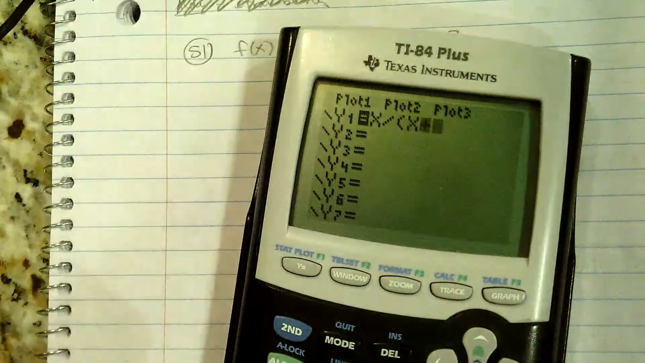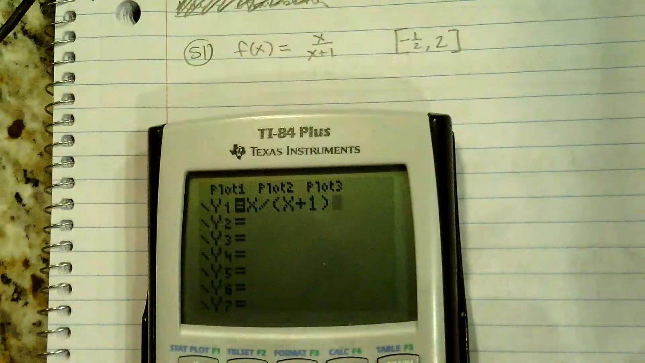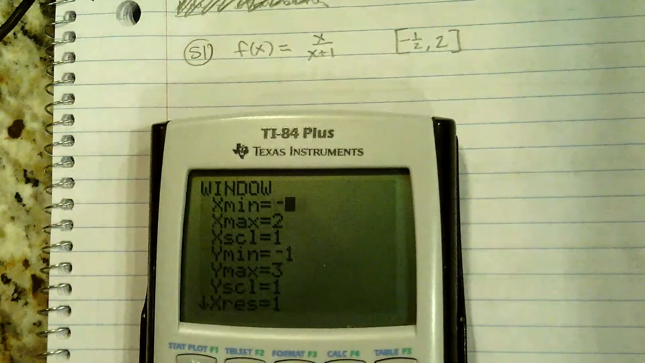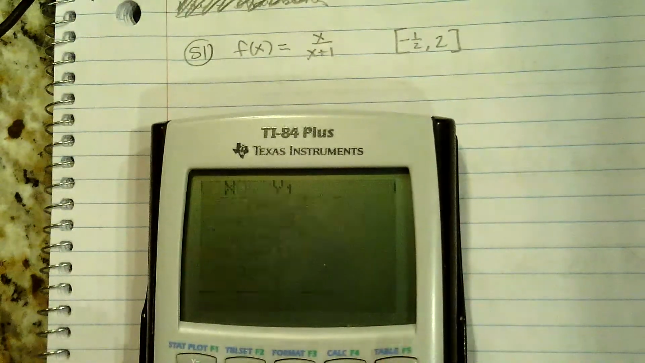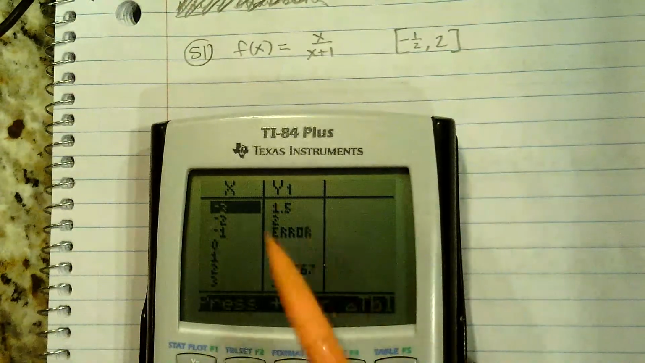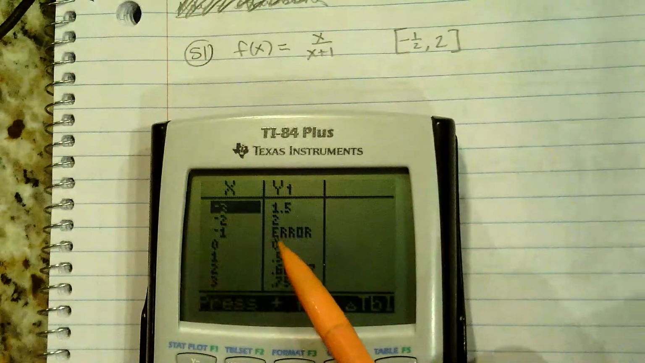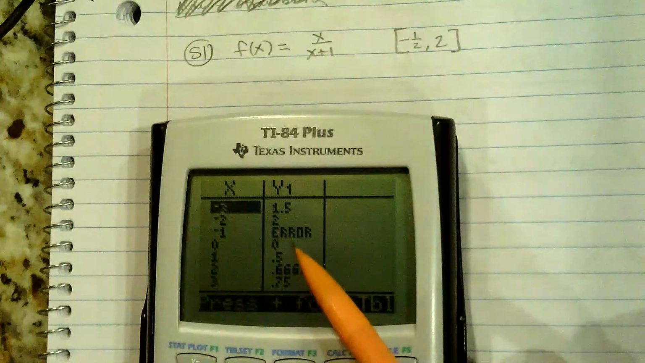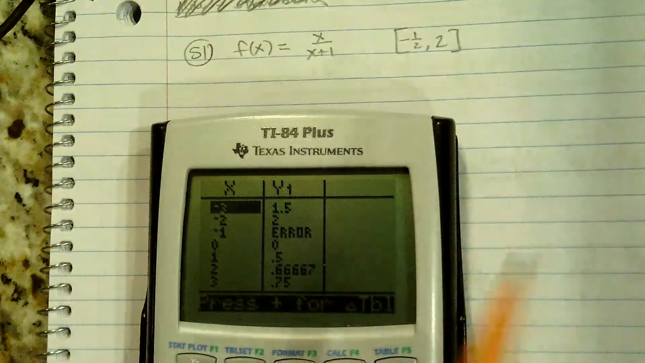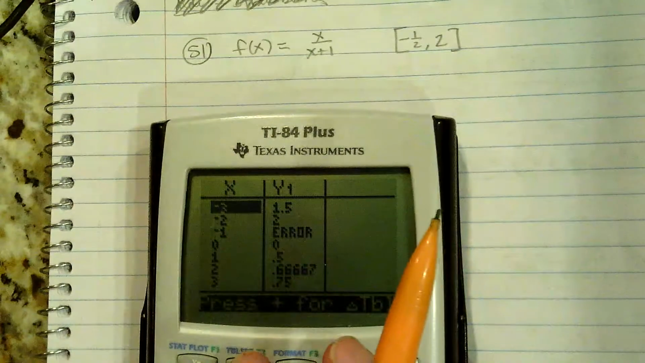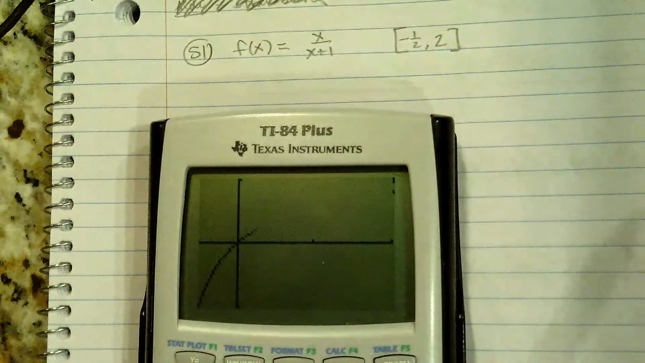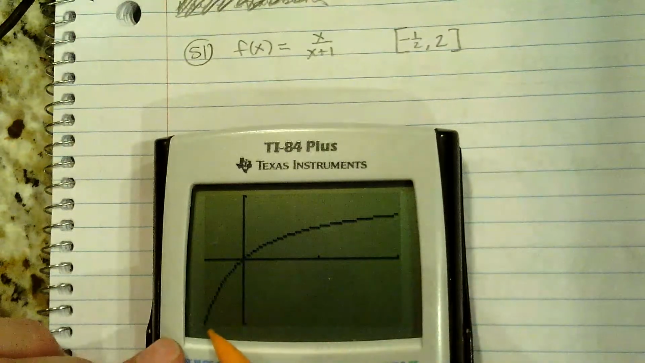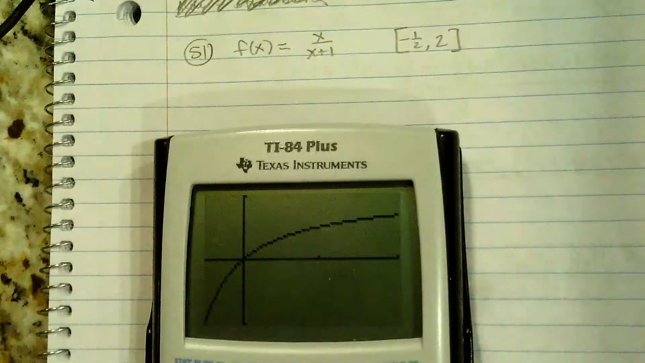x over x plus 1 in parentheses. Interval window -0.5 to 2. Take a look at my table. -0.5 to 2, that's really in the 0 to 1 range. I'm going to go -1 to 1. So make sure I have it all. Okay, so -1/2 to 2. We see the whole thing.